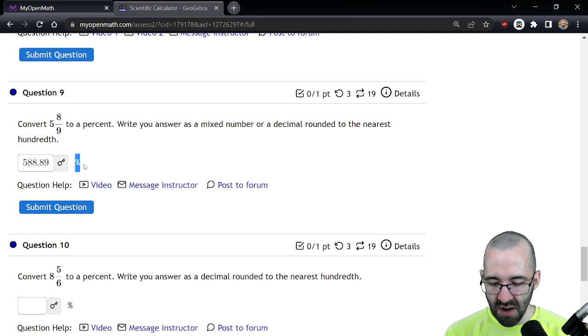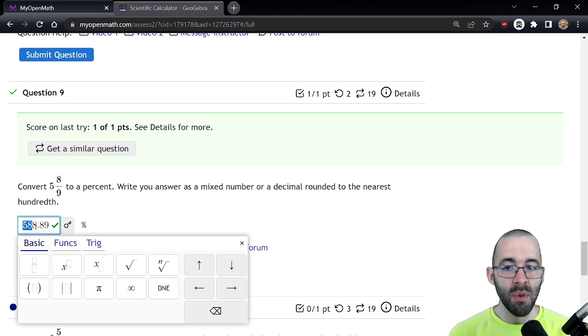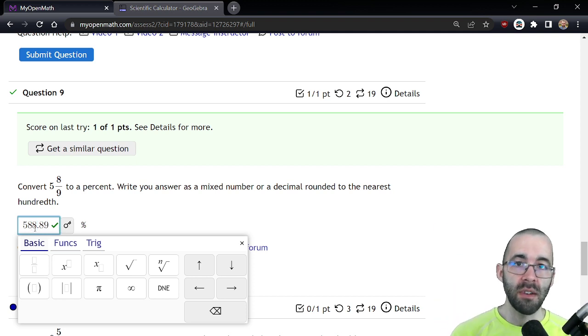And the percent sign is already here in my open math, so you should be able to get it good to go right here. Okay. Remember, this number, 5 8/9, is more than 1. If you have something that is more than 1, the percent will be more than 100%. 1 is 100%.